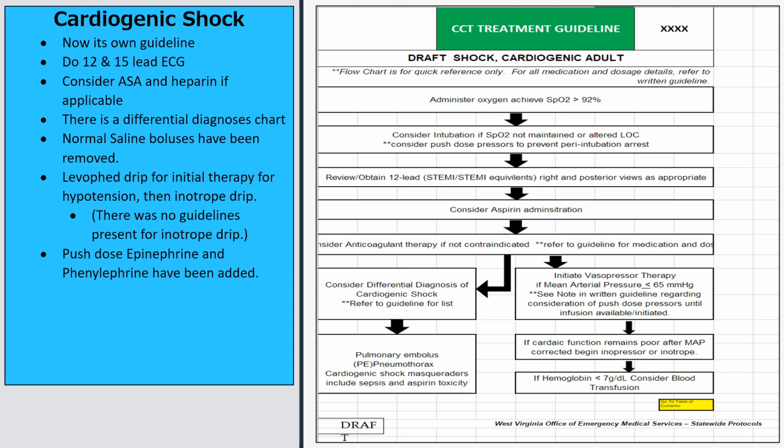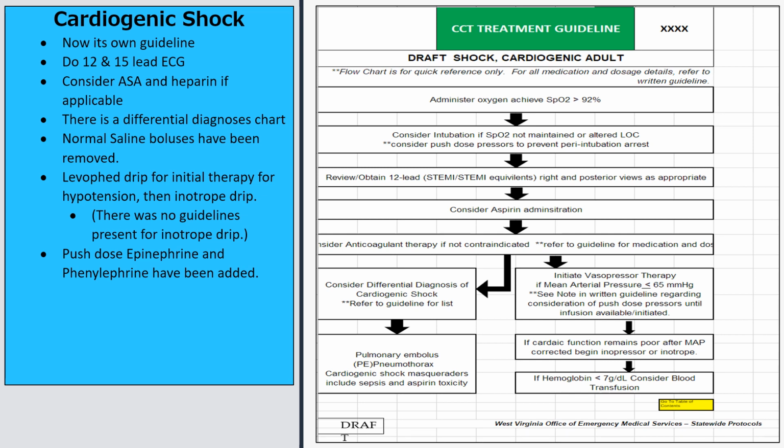Consider push dose pressors to prevent peri-intubation arrest. Review or obtain a 12-lead, right and posterior views as appropriate. Consider aspirin administration. Consider anticoagulant therapy if not contraindicated. And we're going to go down the left-hand side of the flow chart.